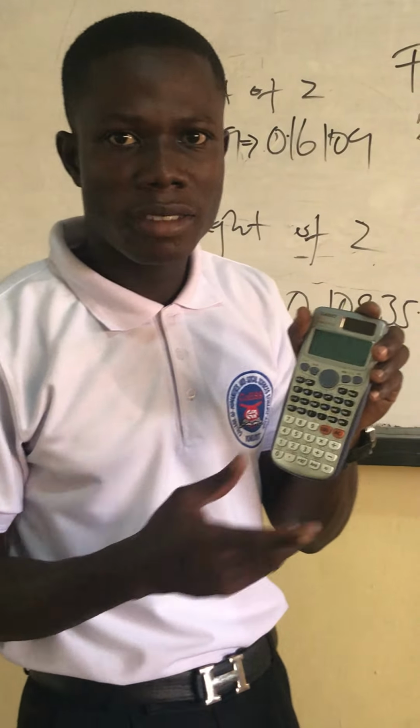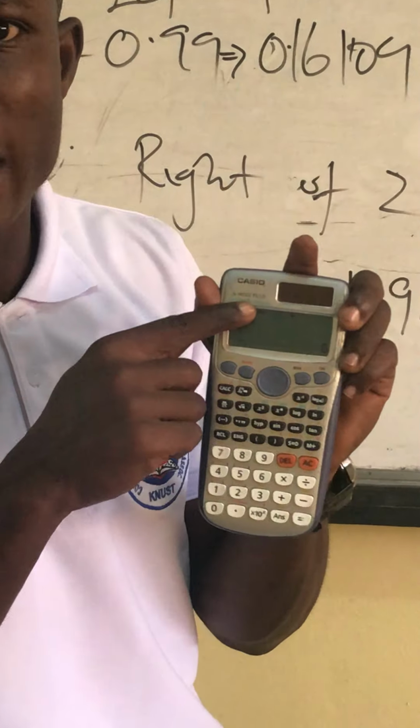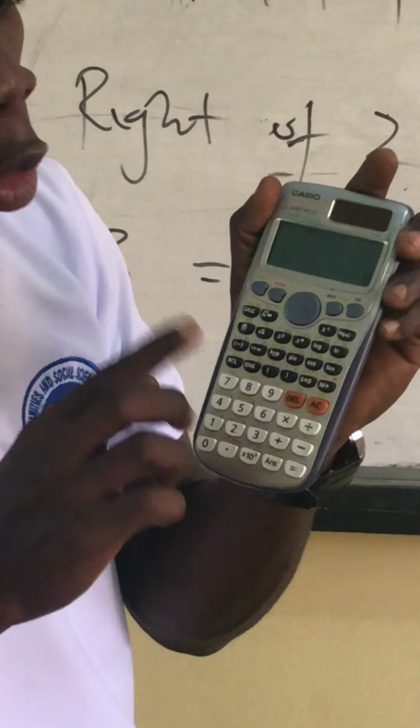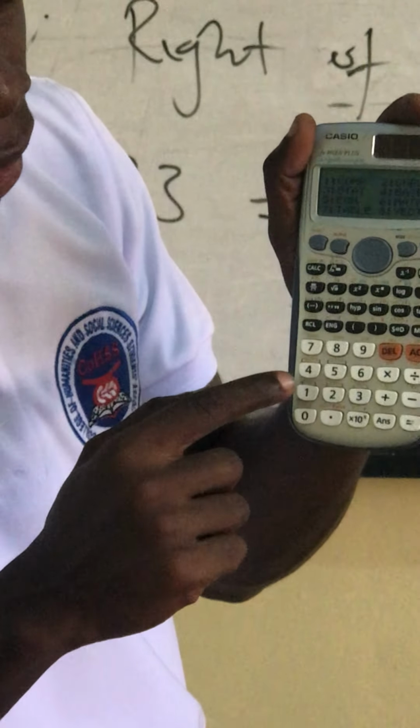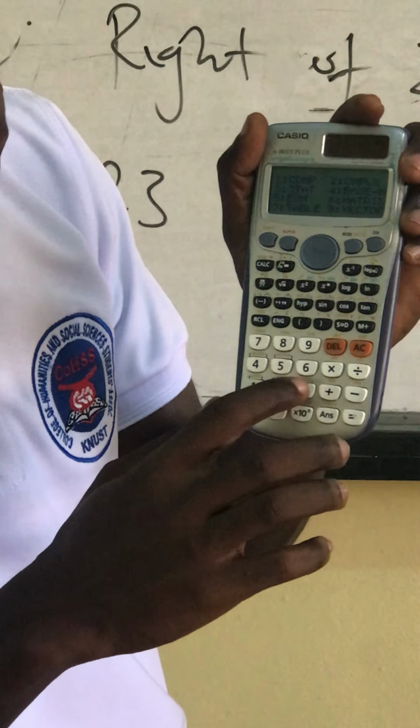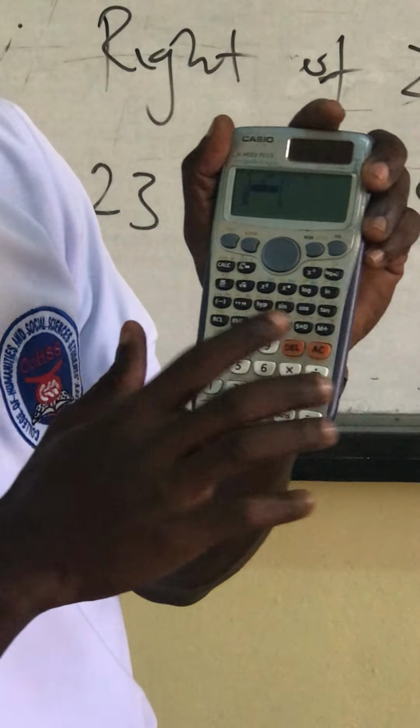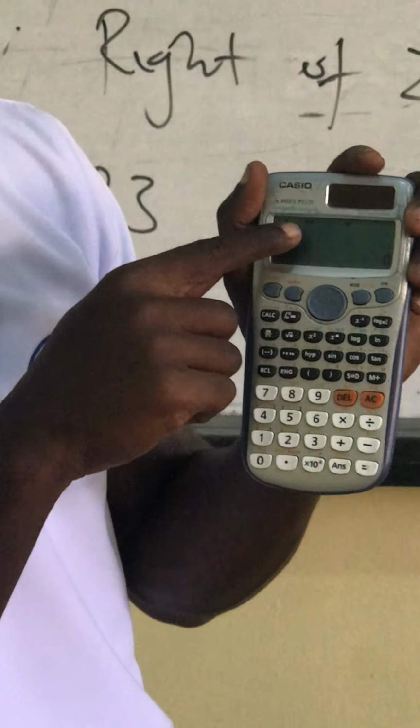So I'm going to start afresh. I'm saying, first of all, you have to switch your stat mode on. To switch your stat mode on, you press Mode, you press 3, you press 1, then you press AC. Now my stat mode is on.